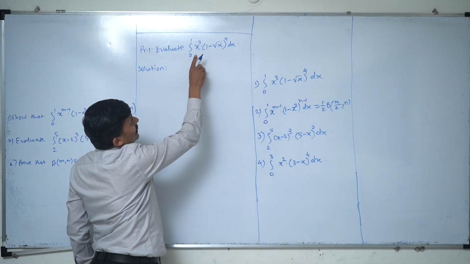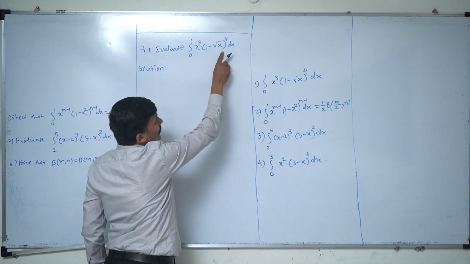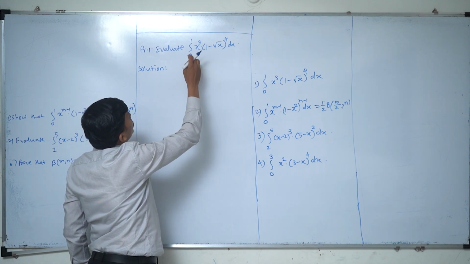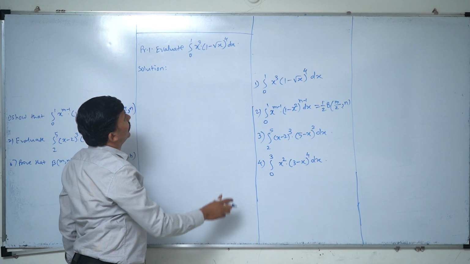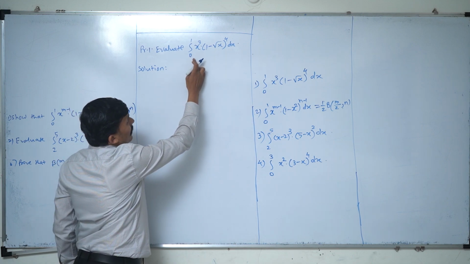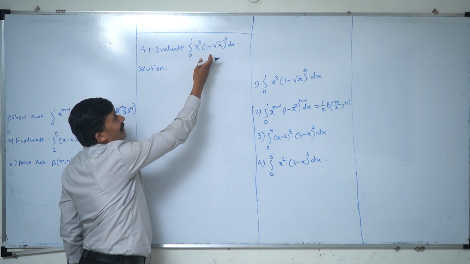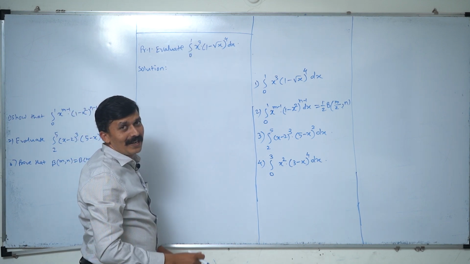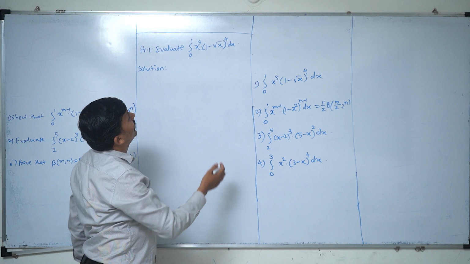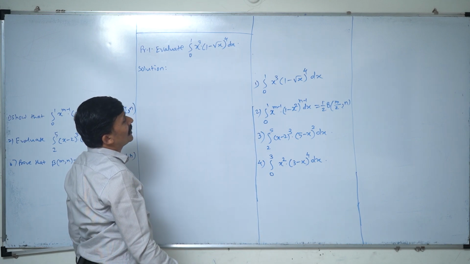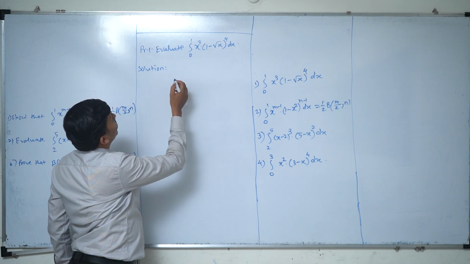So first observation, this integral contains a bracket. So you can use beta function. But this integral is not in the standard form of beta function. So you have to convert that integral into the standard form of beta function, and then you can write down the answer in terms of beta, and then using a calculator you can find the final answer.